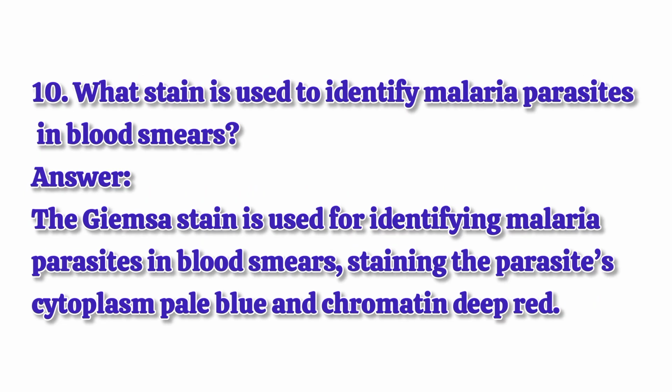10. What stain is used to identify malaria parasites in blood smears? Answer. The Giemsa stain is used for identifying malaria parasites in blood smears, staining the parasite's cytoplasm pale blue and chromatin deep red.